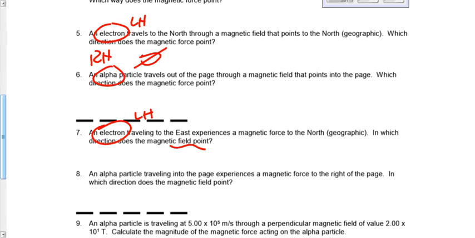Number 8, an alpha particle, right-hand rule, traveling into the page, experiences a force to the right of the page. Thumb into the page, force, palm, is to the right of the page. Fingers point which way? Top of the page. My frame of reference is the page again, so I can't say up or forward or whatever. It's toward the top of the page.